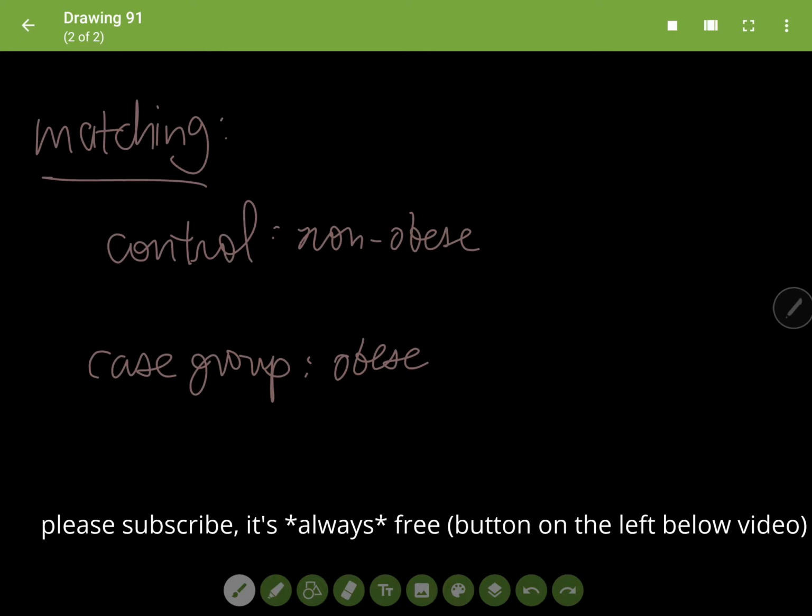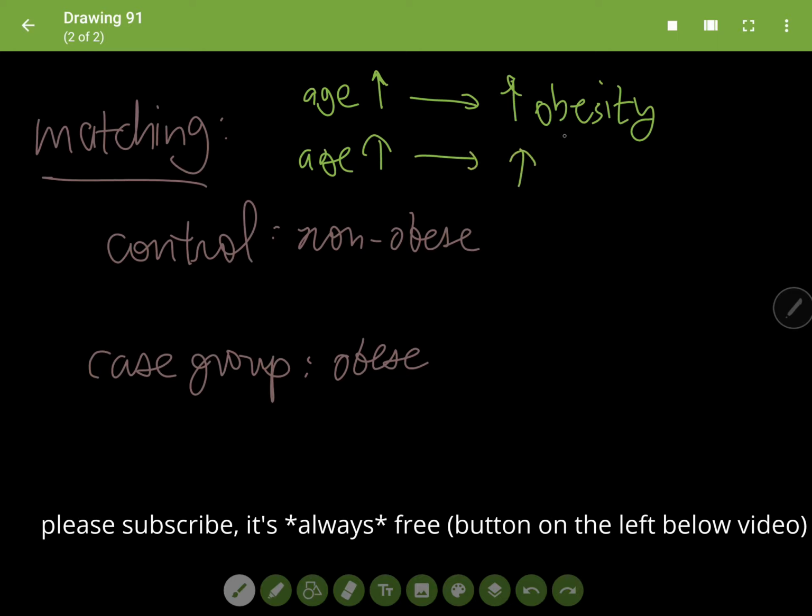Well, there's something called age. Which, if you increase age, you increase obesity, the incidence of obesity. But when you increase age, you also increase the incidence of stroke. So when you match, you're going to have equal numbers of young and elderly in each group.